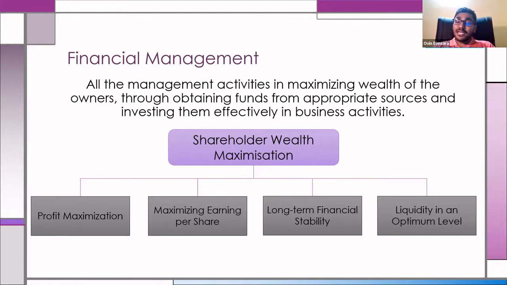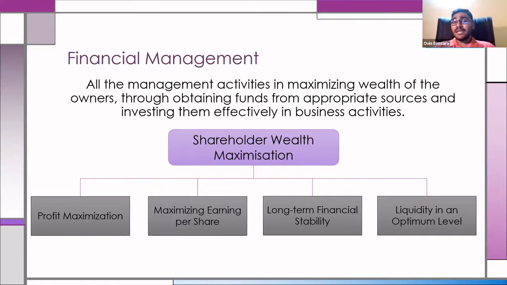Then, liquidity at an optimal level. That means the ability to convert whatever assets you have to cash, whether easily or not easily. If it is easy, then we call it highly liquid assets. So you need to keep that liquid asset level optimal so that your shareholder wealth can be maximized. And this is what we call financial management in organizations.